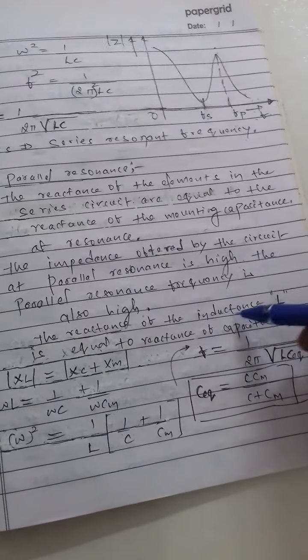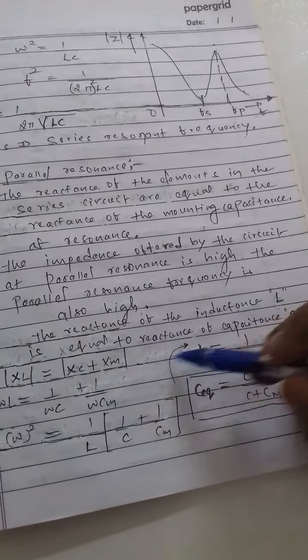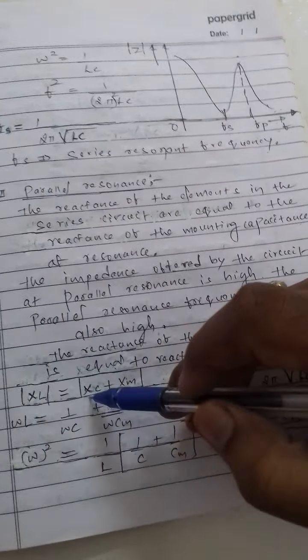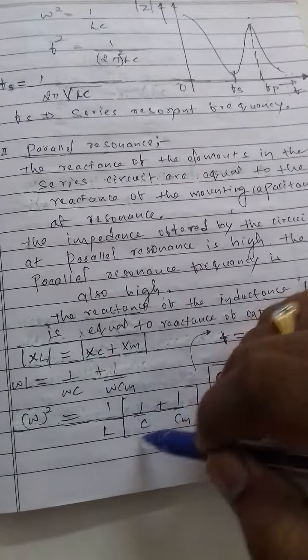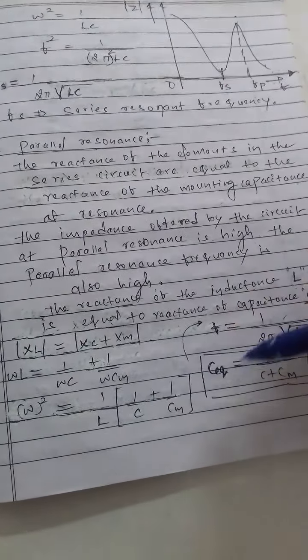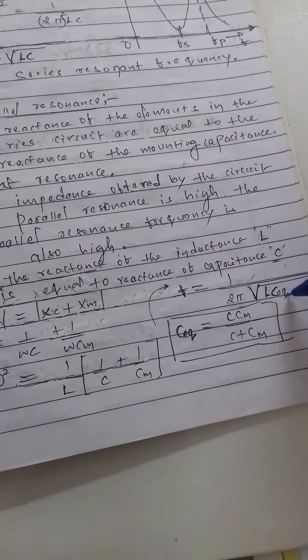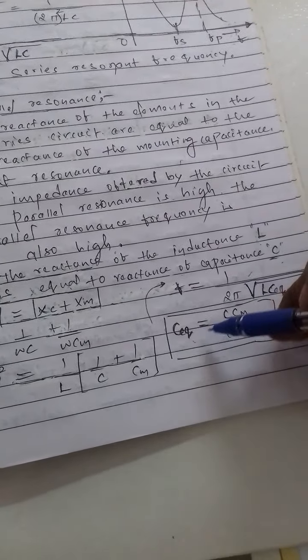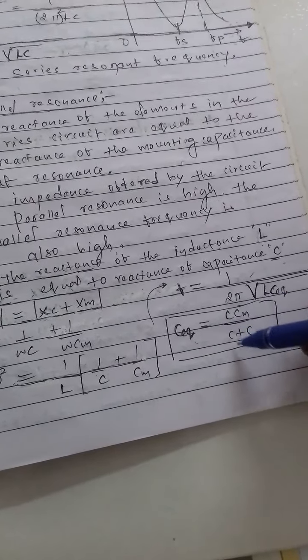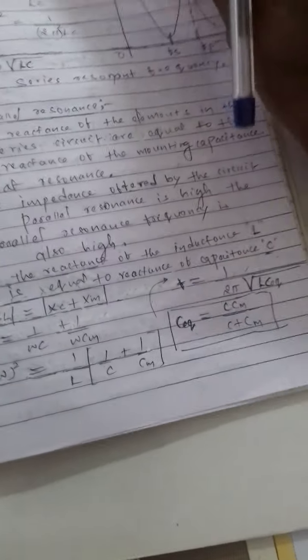The reactance of the inductance L is equal to the reactance of the capacitance C, so that the modulus of XL is equal to XC plus Xm square, which is equal to 1 upon L, 1 by C plus 1 upon Cm. F is equal to 1 upon 2 pi square root of L C equivalent, where C equivalent is equal to C into Cm upon C plus Cm.